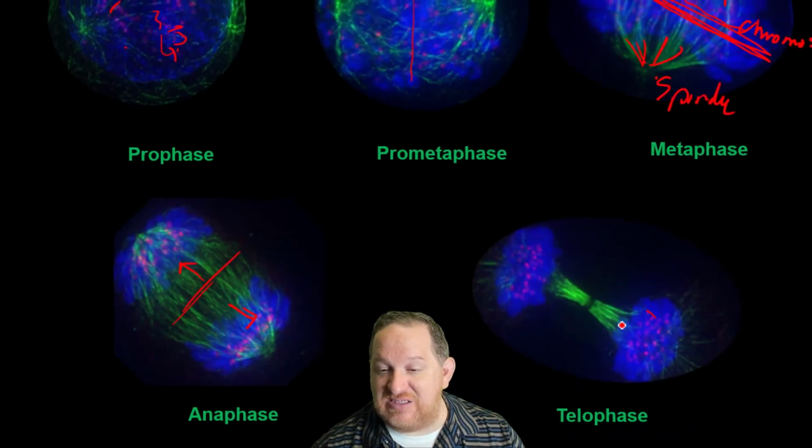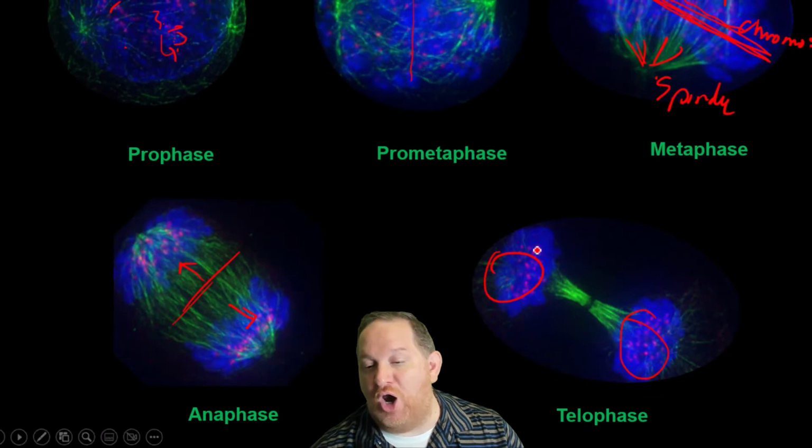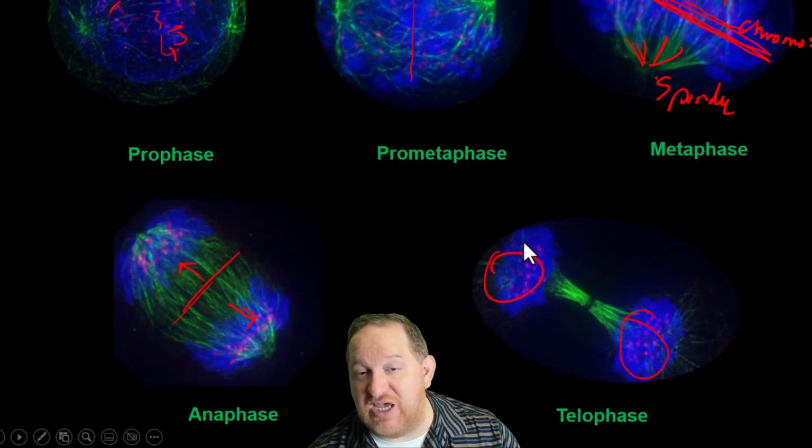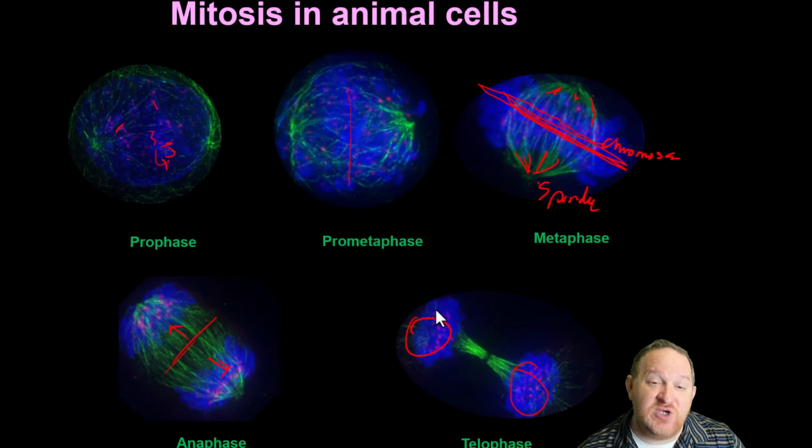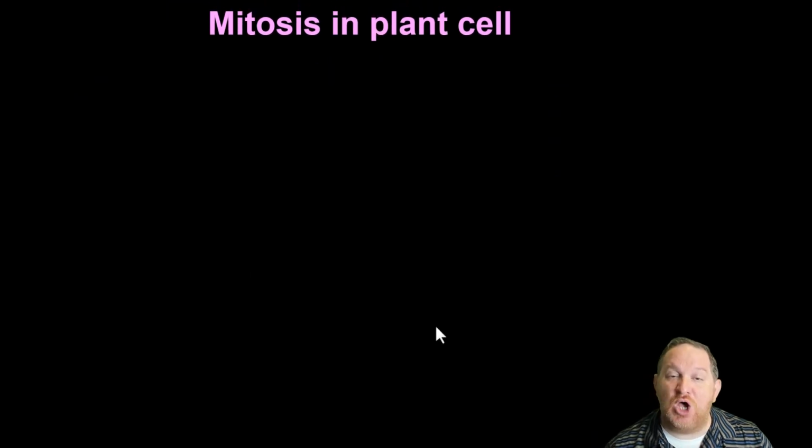Late telophase, notice the chromosomes are in their different parts of the cell. We're ready for cytokinesis. Okay? So that was just another visual representation of how you might see this. So now let's talk a little bit about how this occurs in plant cells.